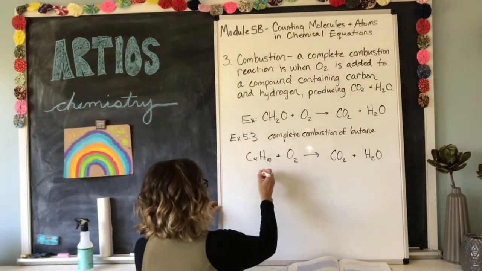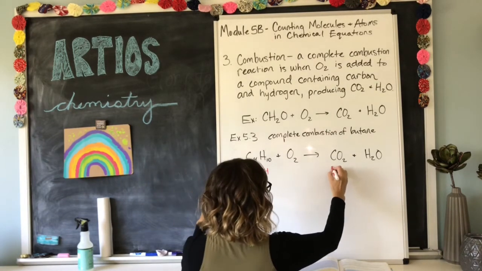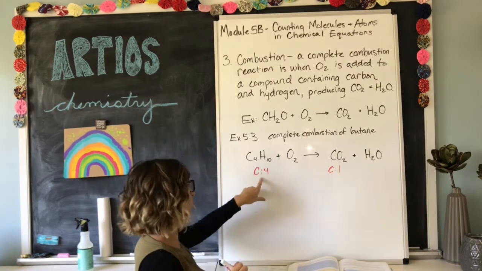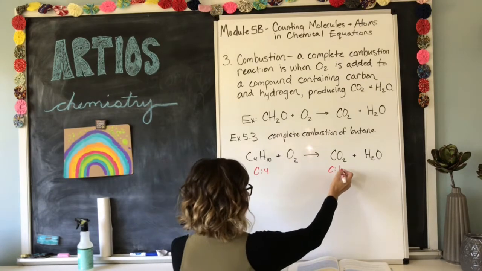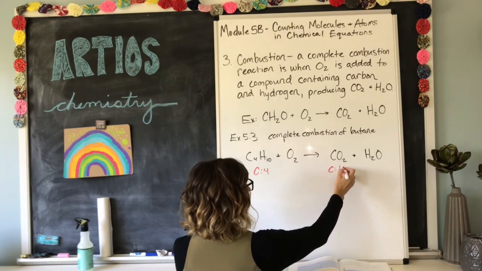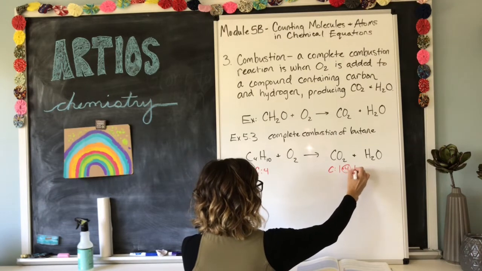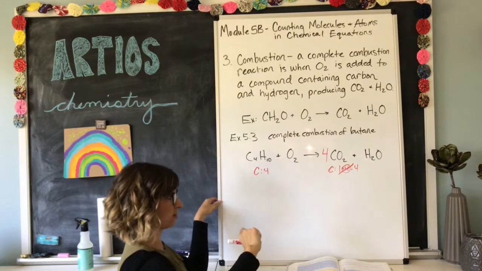Okay, so carbon, we have 4 for the reactant side, and 1 for the product side. We need this to be a 4, so 1 times 4, this is going to be our coefficient, equals 4. So now we have 4 carbons when we put the coefficient out front.